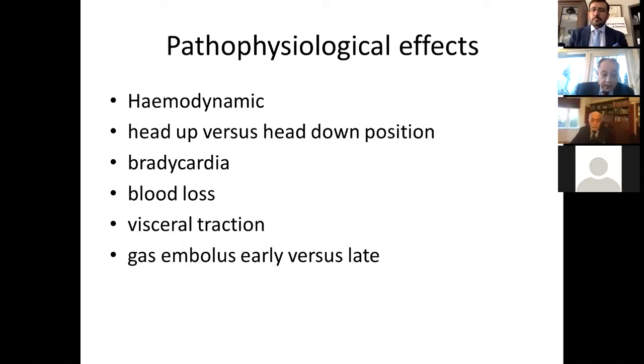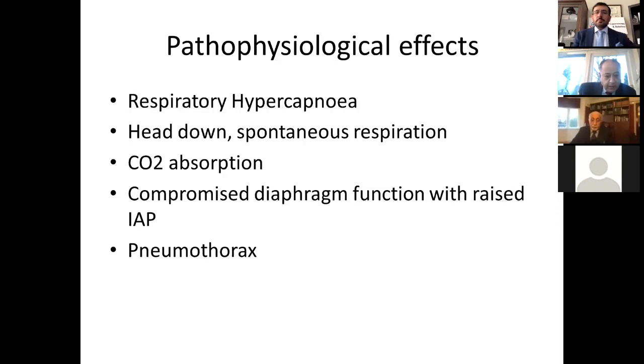You have to be alert about concealed blood loss, because the surgeon is busy with the surgical field, but you can have concealed hemorrhage. And gas embolism, luckily, doesn't happen often, but if it is picked up early, you get a good outcome. Late picking up of gas embolism can be really fatal.